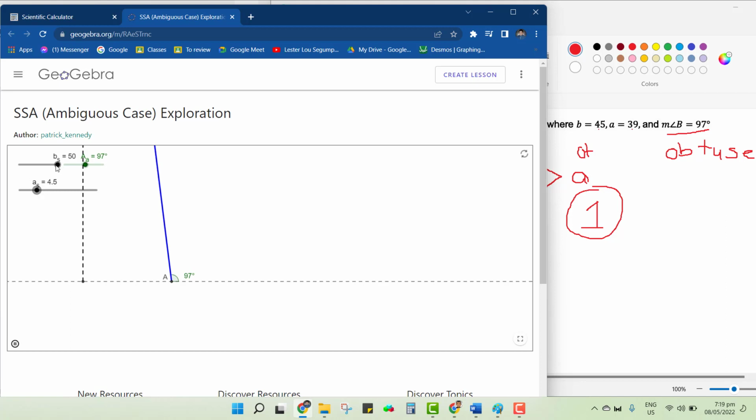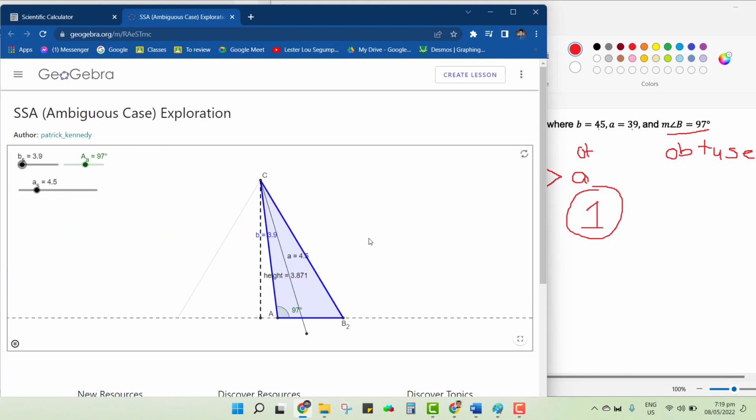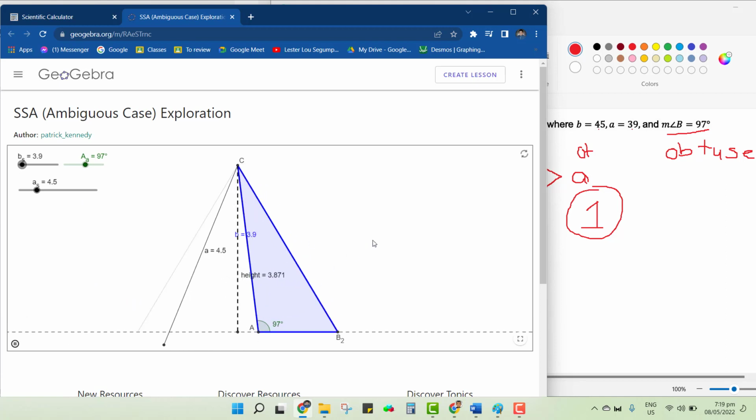4.5. And then this would be 3.9. Just to emphasize, 3.9. As you can see, it is an obtuse triangle, an oblique triangle, that is only one triangle. So it satisfies the situation here. Only one triangle is formed by the given.